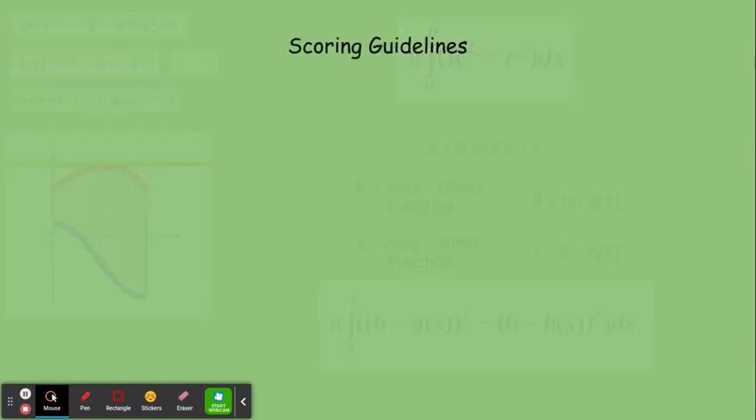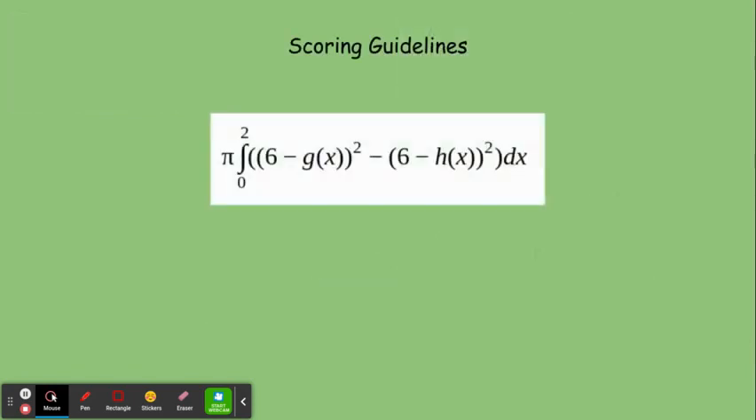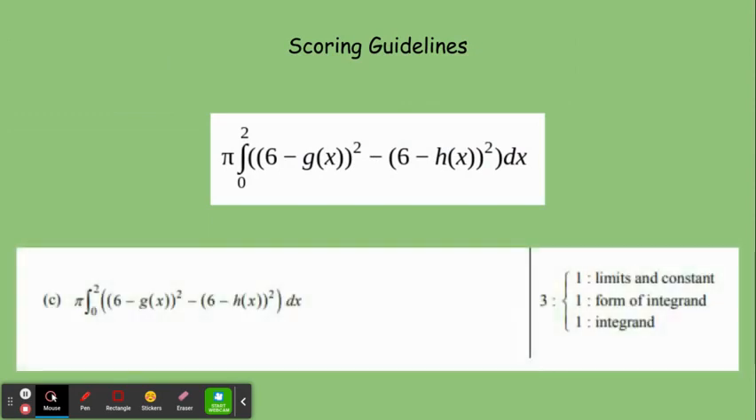Now let's go over the scoring guidelines. So again, here's our answer. And as you can see, the first point comes from having the limits and the constant, which we clearly have. That's the pi and the from 0 to 2. And since it says and, you have to have both of those in order to get the point. So if you forgot the pi, you wouldn't get that point. Or if you have the wrong limits, you wouldn't get that point. But we have it, so yay.